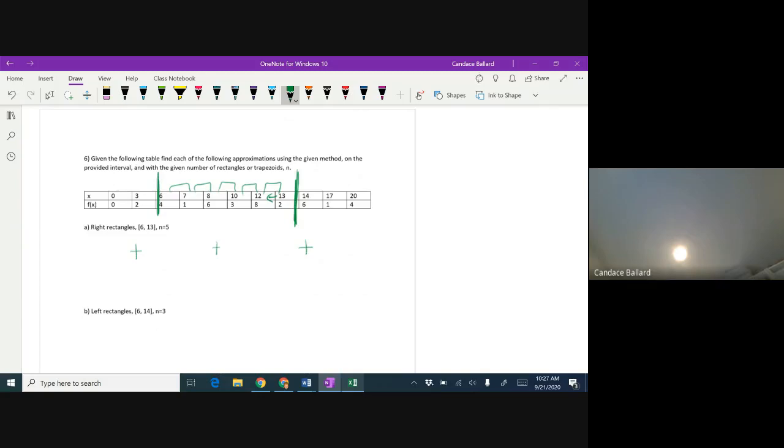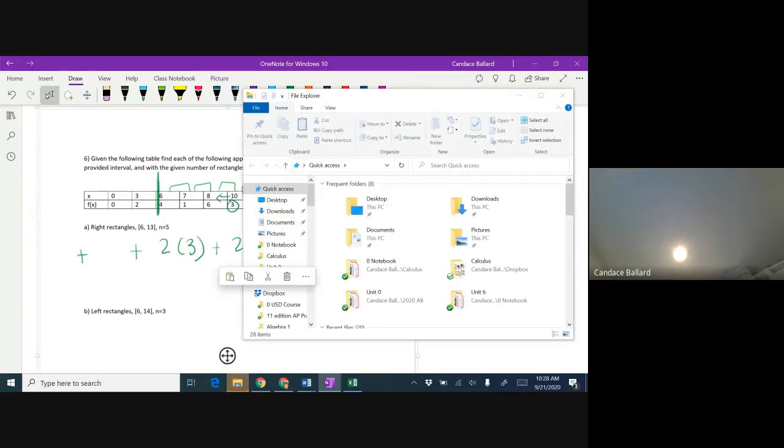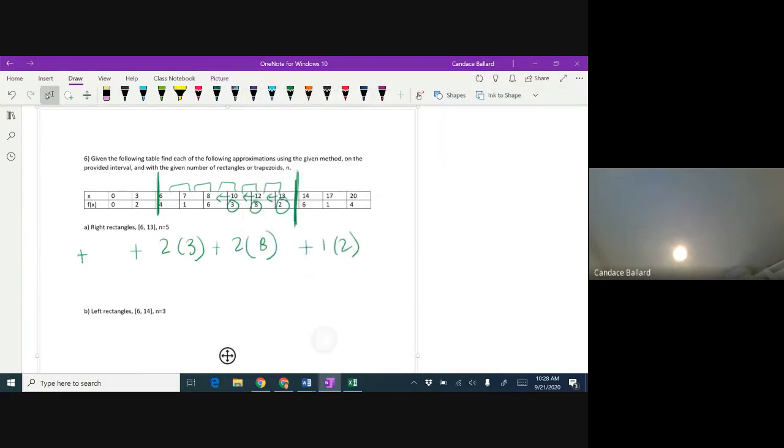So my first distance in between is 1, and my height is 2. My second distance in between is 2, and my height is 8. My next distance in between is 2, and my height is 3. My next, I don't have enough plus signs, do I? I needed 5. Okay. My next distance in between is 1, and my height is 6. And my final distance in between is still 1, and my height is 1.